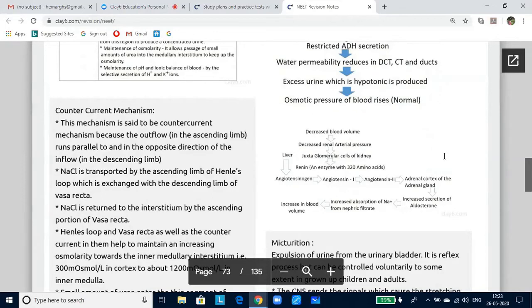This stimulates the posterior pituitary lobe to release ADH. ADH increases the reabsorption of water in the DCT and the collecting duct. Less filtration and more reabsorption of water will lead to a discharge of a small amount of hypotonic urine. This raises the volume of the body fluids to normal.